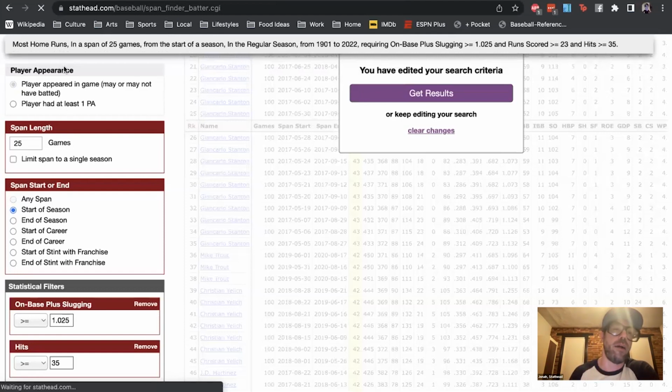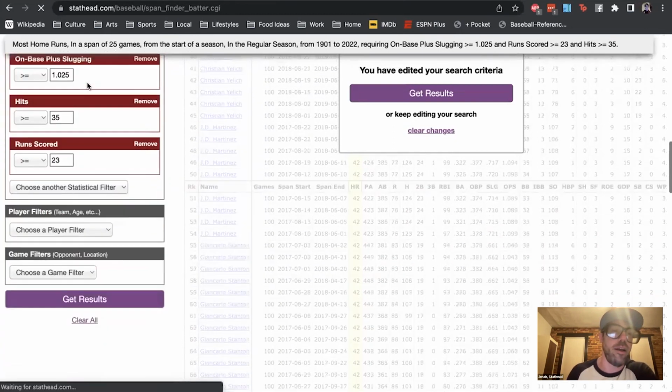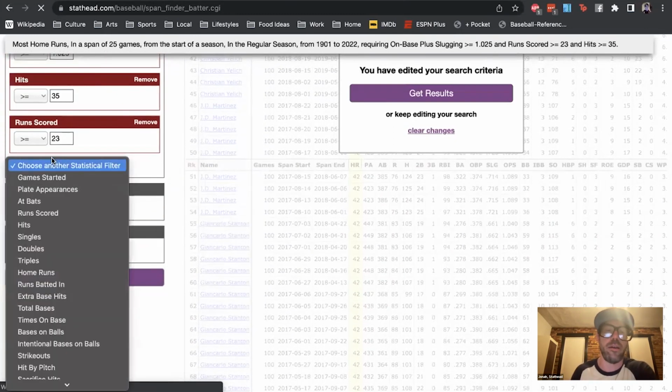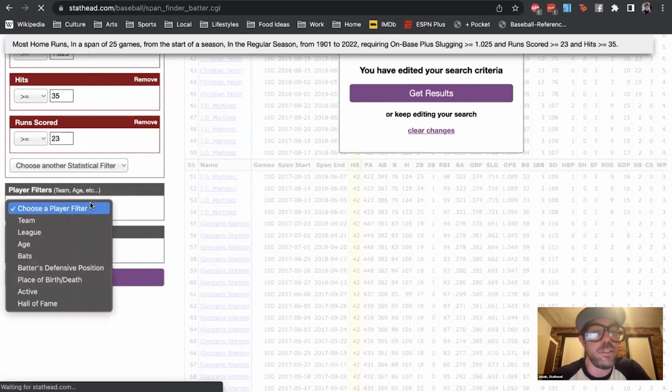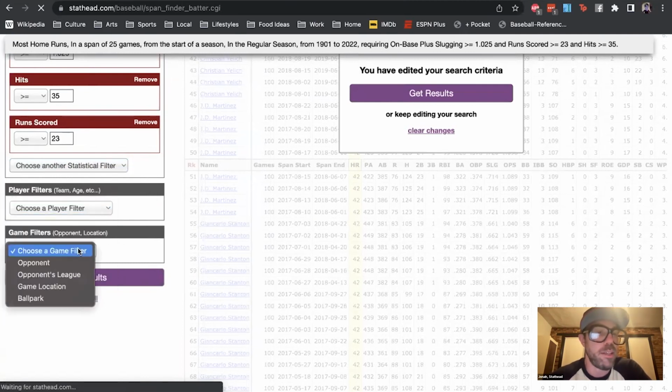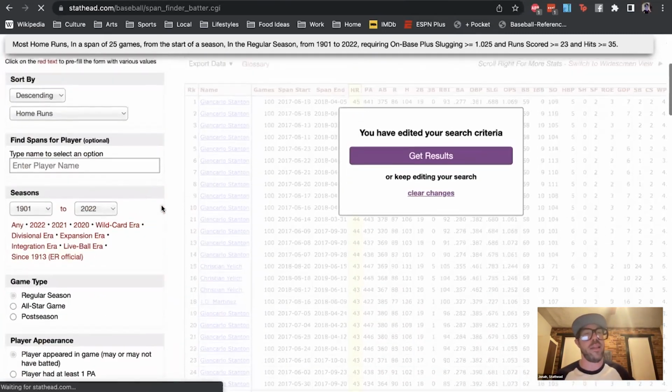Note too, that there are options to set what the game means. Is it the player had a plate appearance, or did he come in as defensive replacement? Should that count? You can also, in the statistical filters, use a plate appearance minimum or something like that. I'm not going to do that since we have hits and runs scored. You can also filter by things like team, defensive position, age, left or right-handed, all of that stuff. And then you can do fun stuff with games. So you could do a 30 game span against the Mets or something, or a 30 game span against the Angels, or a 30 game span in a ballpark. All of that stuff can be added on.